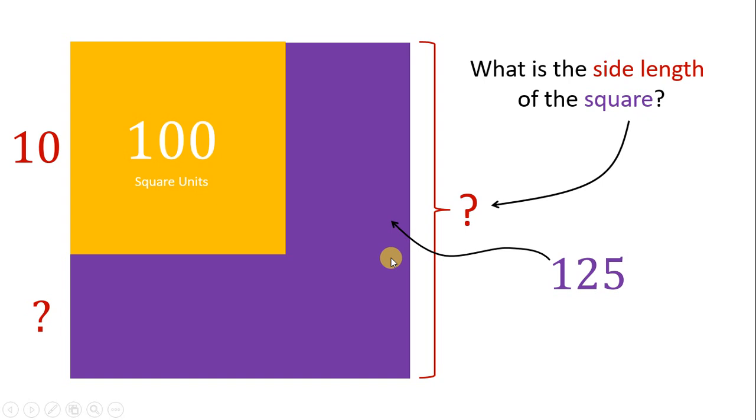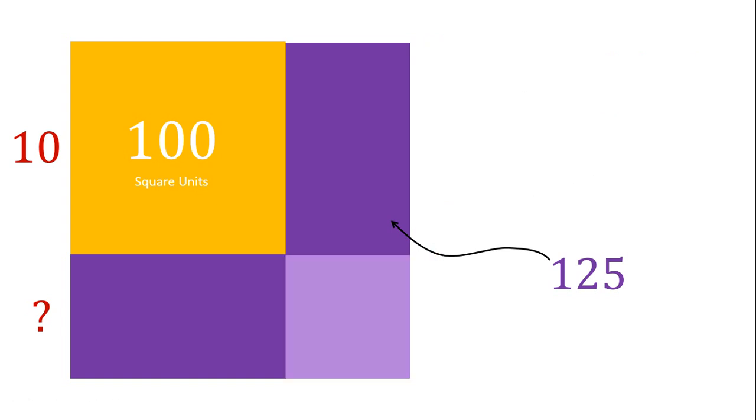So what I am doing is imagining a square here. Why am I saying this is a square? Because these two side lengths are equal. So here we have another square, right? So now we have two rectangles and a square. We know that the sum of the areas of these three figures is 125.